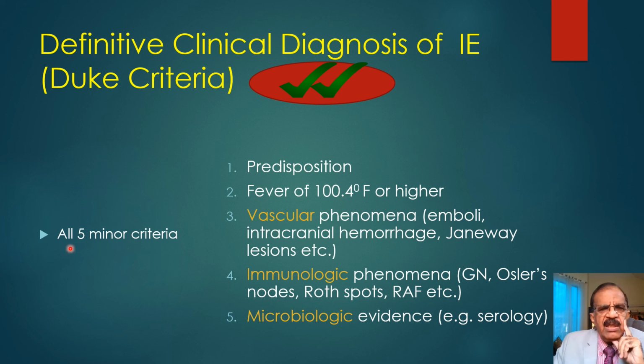The third category is all 5 criteria are met. I can't really imagine somebody who meets all these 5 criteria but does not meet even one single major. But theoretically, if somebody does not have any major criteria but has all 5 minor criteria, you can still make a diagnosis of endocarditis. Many times we have to start treating these patients assuming that they have endocarditis, because sometimes definitive evidence may be lacking. A patient may be getting very sick, so we have to take a decision and start treating this patient.